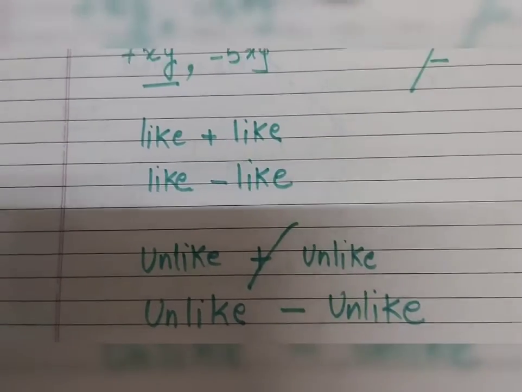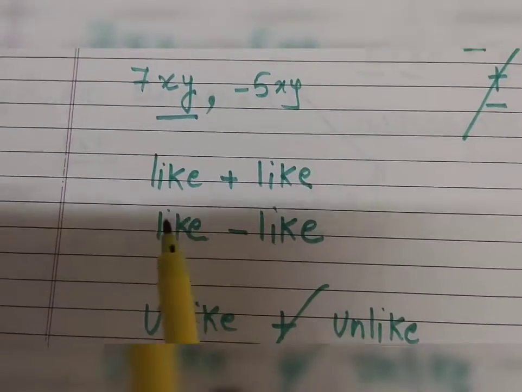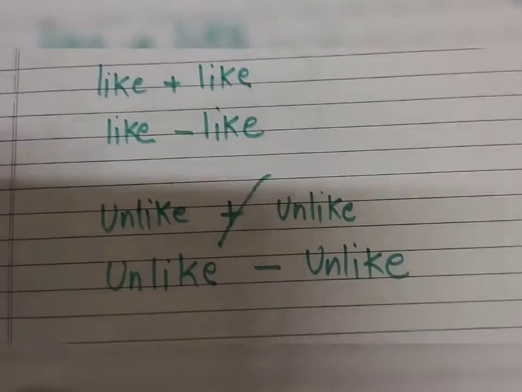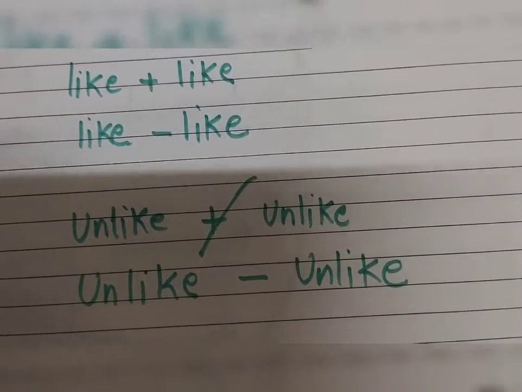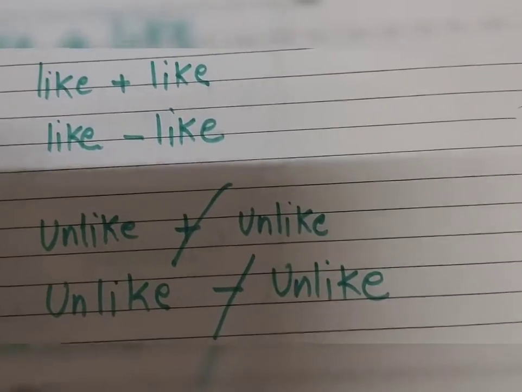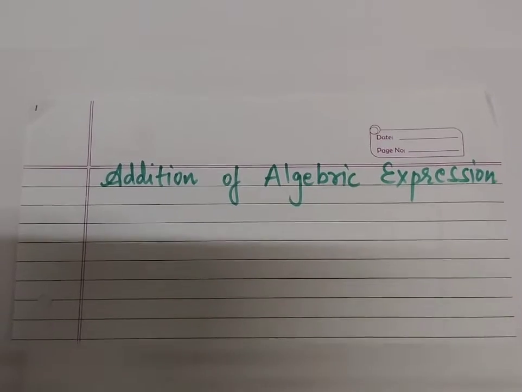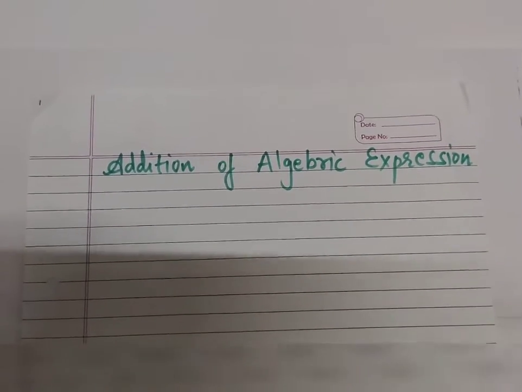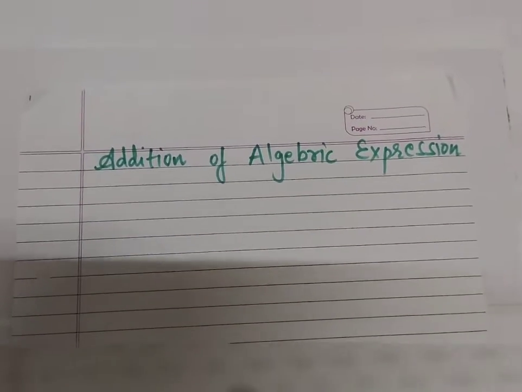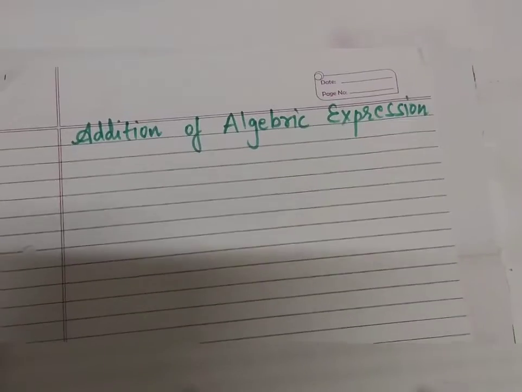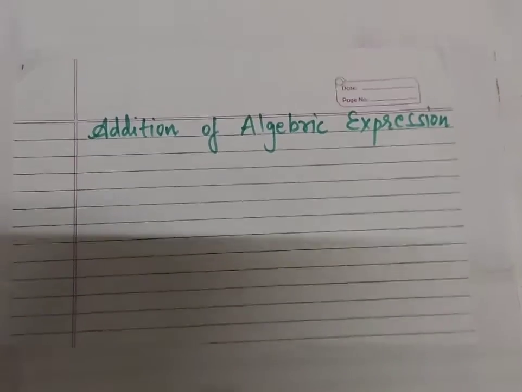The addition has to be between like terms and like terms, or subtraction of like terms, but we can never add or subtract unlike terms. This is the most important thing about the addition and subtraction of algebraic expressions, and we will go on to do it in 9th class, 10th class and 11th.